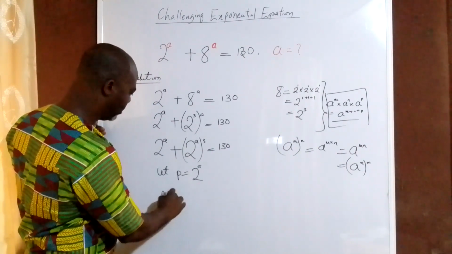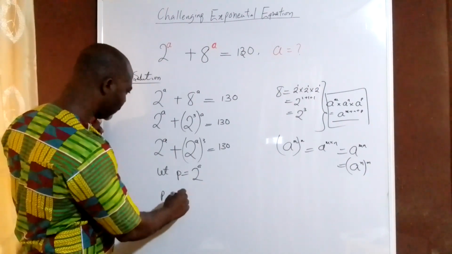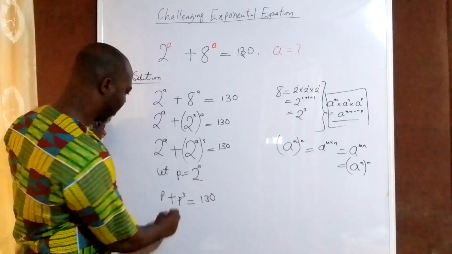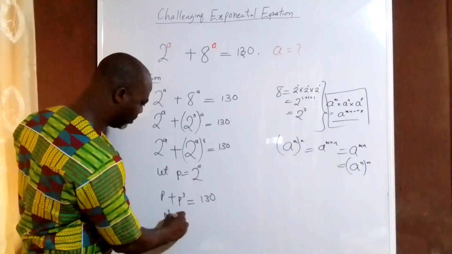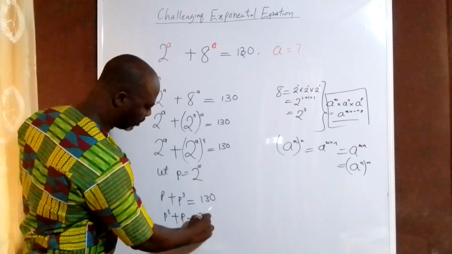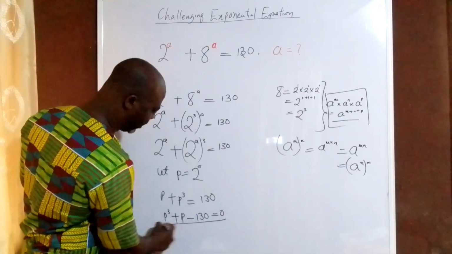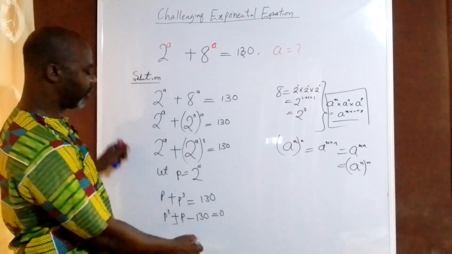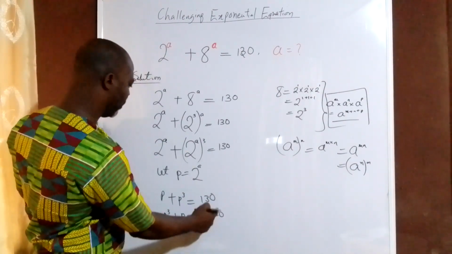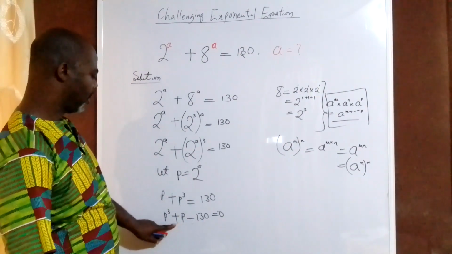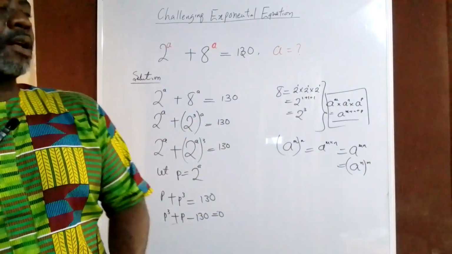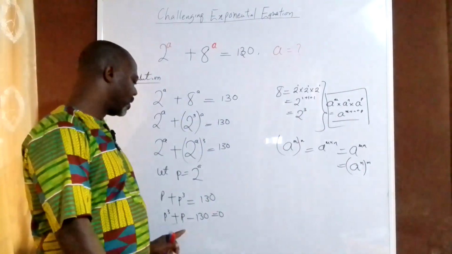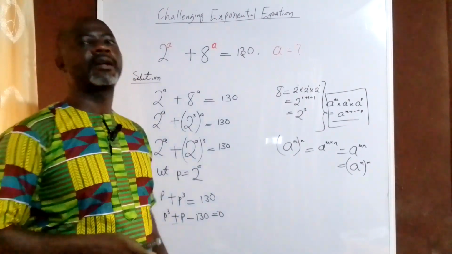This will give us p plus p cubed equal to 130. And then I can rewrite this to give me p cubed plus p minus 130 equal to 0. So this is our cubic trinomial. Therefore, we need to find the factors of this cubic trinomial. It's either going to have 3 linear factors or 1 linear factor and a quadratic factor.